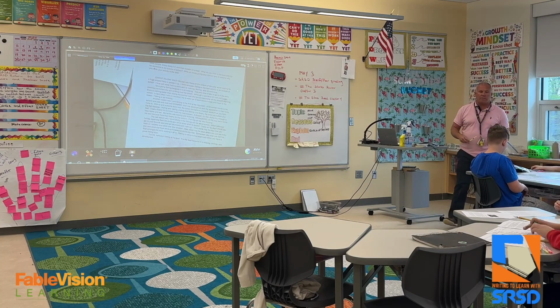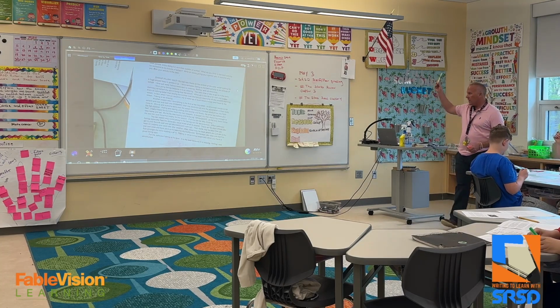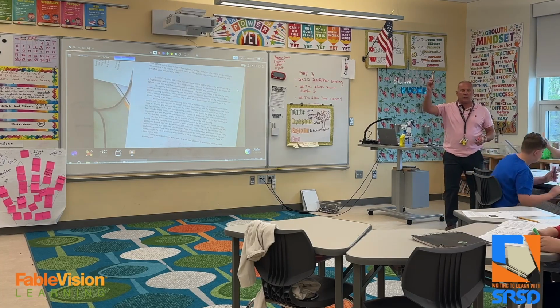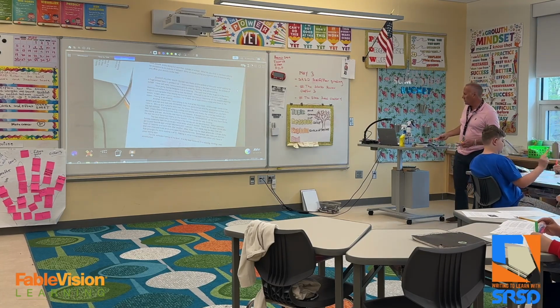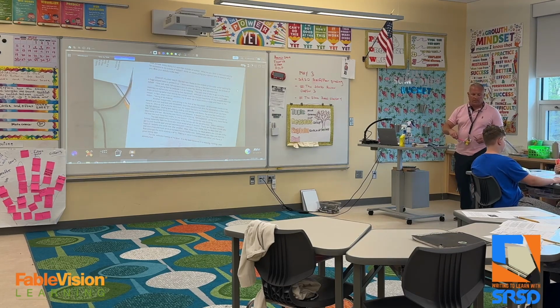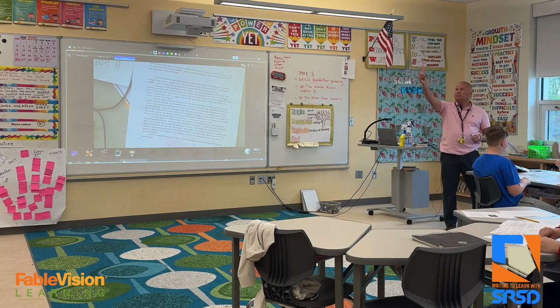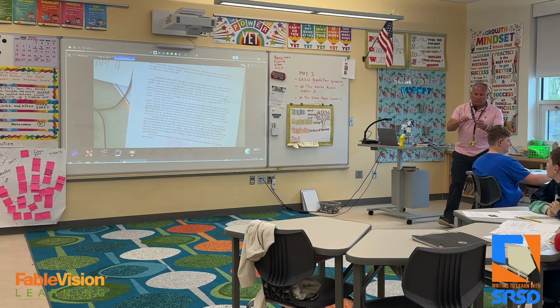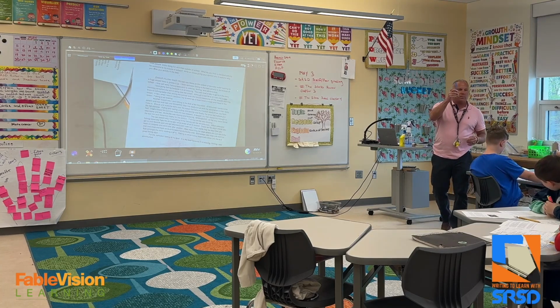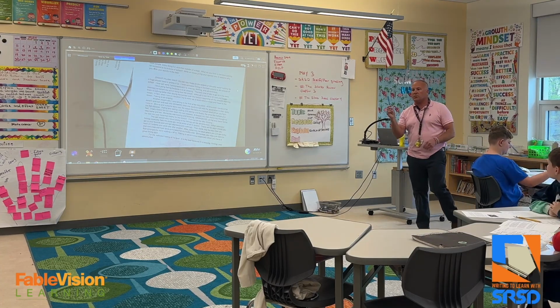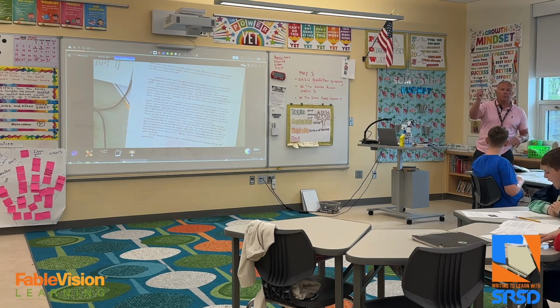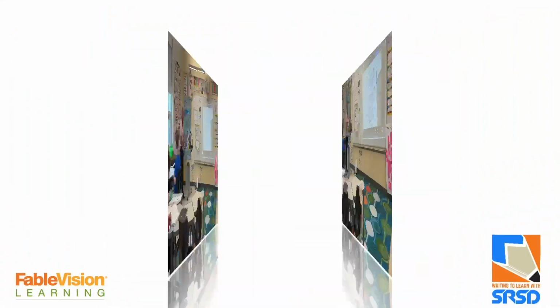What color do I need for my reasons? Yellow. What color do I need for my explanations? Orange. And what color for the end? Pink. There's also something that we use the color blue for. We use the color blue to make sure that we are using transition words and phrases. So make sure that you have the color blue in front of you also.